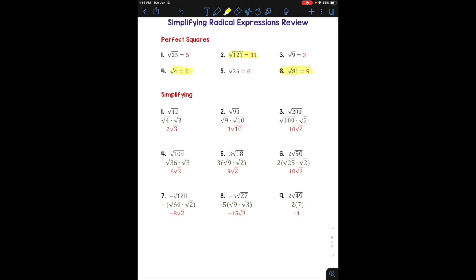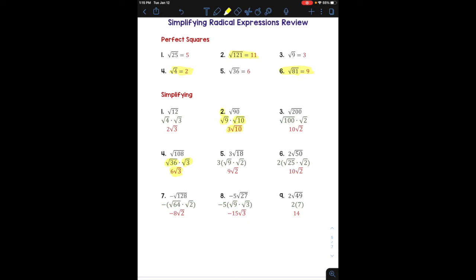The section down below, simplifying, problem number 2: 9 is the biggest perfect square that would go into 90, 10 times. We could simplify the square root of 9 times the square root of 10 as 3 root 10. Problem number 4, the largest perfect square that goes into 108 is 36 times 3. The square root of 36 times the square root of 3 can reduce to 6 root 3, because the square root of 36 is 6.